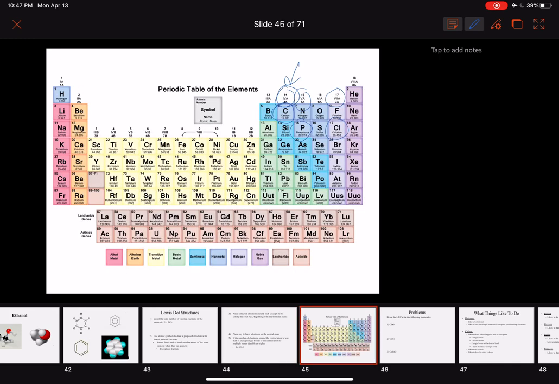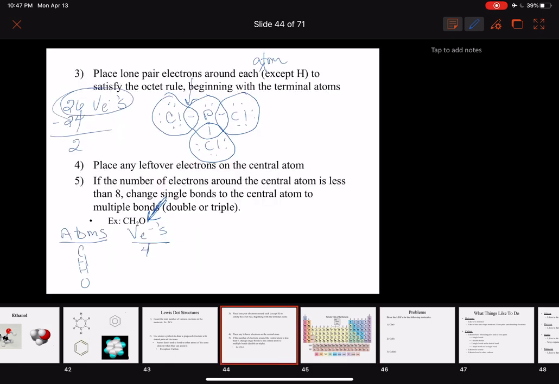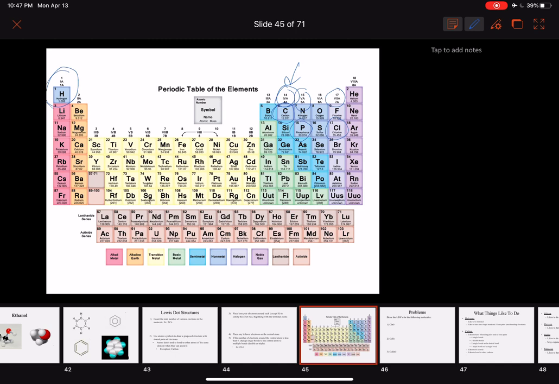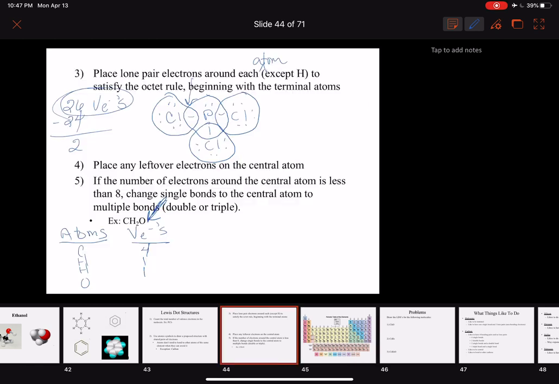Hydrogens are in group number 1, or 1A, which means they have how many valence electrons? 1, that's right. So 1 for that hydrogen and 1 for that hydrogen. And then oxygen. Oxygen is right here. It's in group number 16, or 6A, which means it has how many valence electrons? 6, that's right. Okay, so we have 12 valence electrons to work with for this structure.